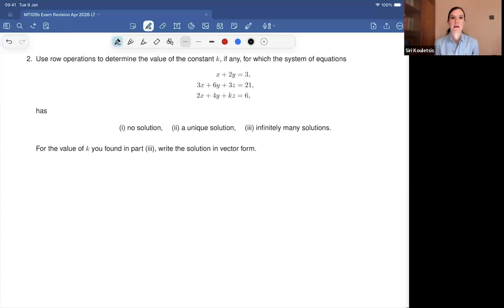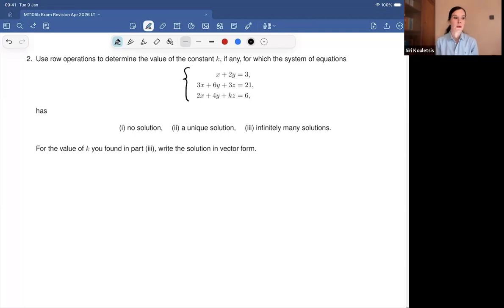Now then to a matrix question and a system of simultaneous equations. We are told here to use row operations to determine the value of the constant k, if any, for which the system of equations we see here has no solution, a unique solution, or infinitely many solutions. And it says for the value of k you found in part 3, write the solution in vector form. So we know already that at least this system can definitely admit infinitely many solutions.